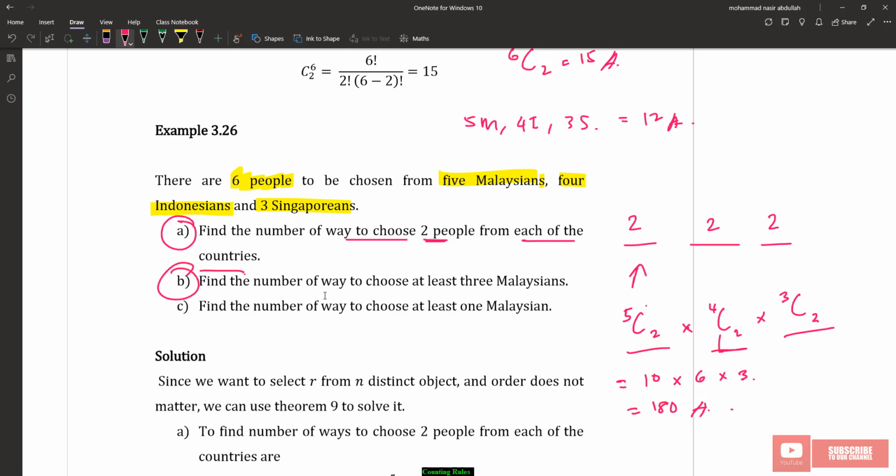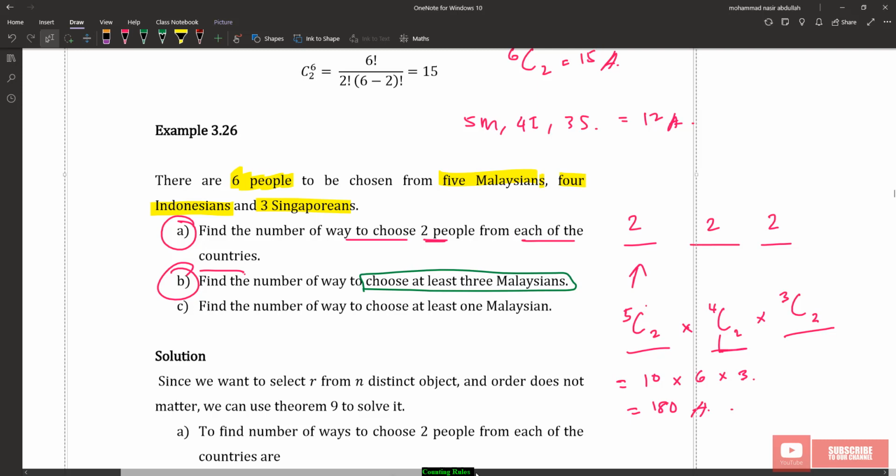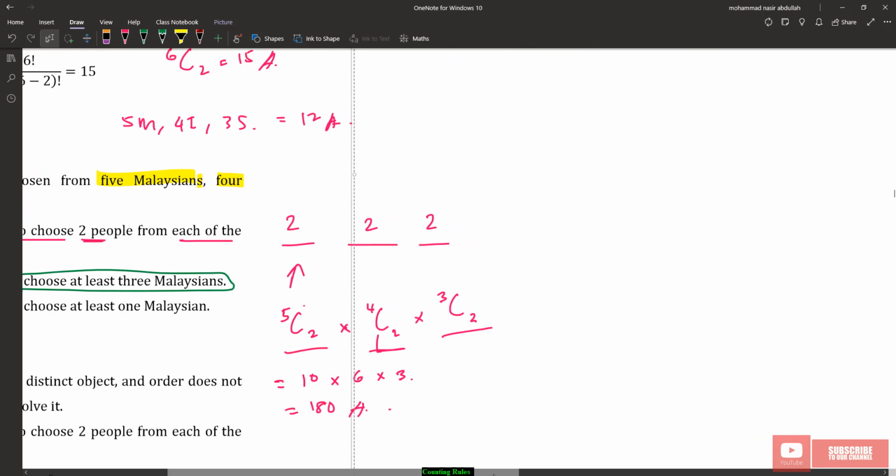And part B, find the number of ways to choose at least 3 Malaysians. So 3 Malaysians. Okay, how many do we actually want to choose altogether? What is the total?